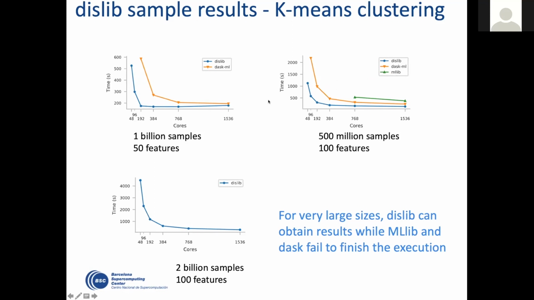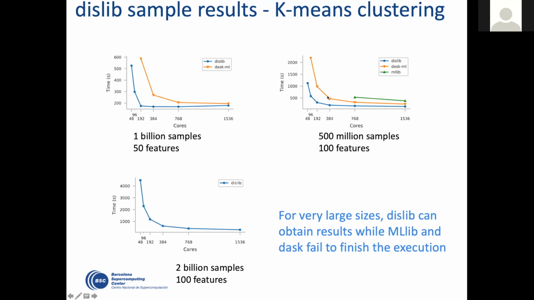In this case, we ran k-means with different data sets. For the case with 1 million samples and 150 features, for example, we show time here, so less is better. We can see that dislib is always running faster than DaskML. I'm not showing the results for MLlib here because for this problem, MLlib was not able to give results because of memory issues, even though we tried with different sizes.